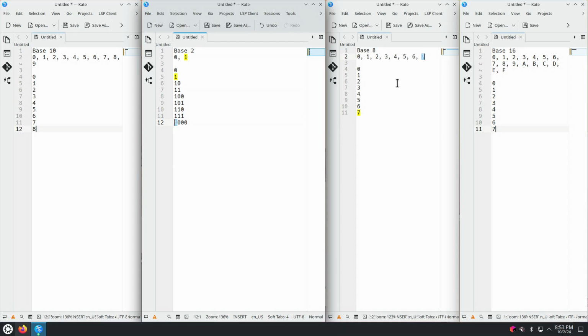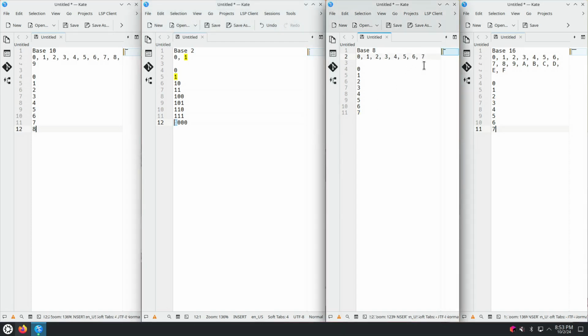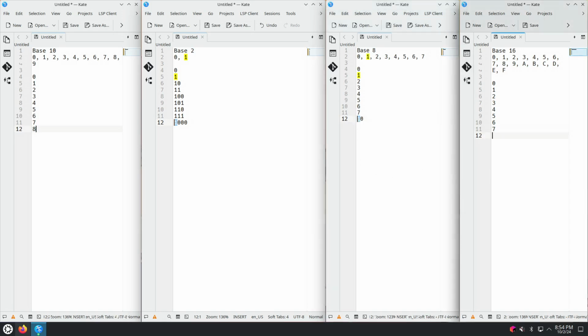Okay, there's no 8 digit in base 8. So after the largest 1-digit number, which was 7, if we increment by 1, we'll get to 0 for the previous digit, plus a 1 at the most significant part. And 8 exists in base 16.